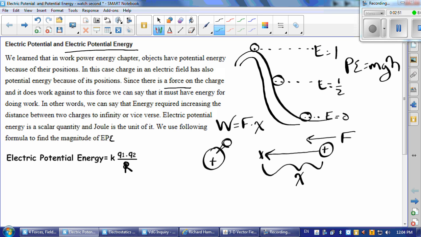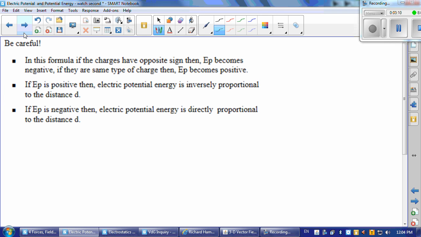Okay, so it looks very similar to Coulomb's law, but there's no absolute values, and it's not over R squared. This is a direct relationship. Just like potential energy over here was a direct relationship. 1/2 the height is 1/2 the potential. Over here, the same thing applies. In this formula, if the charges have an opposite sign, then electric potential energy becomes negative. If they are the same, then it becomes positive, and that makes sense.